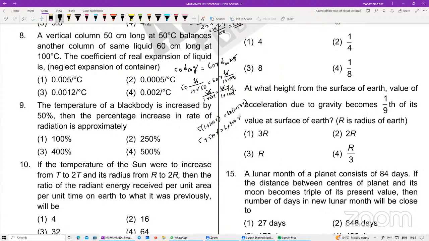Yani 6 minus 5, that will be equal to 1, equals 200 times gamma. So gamma is equal to 1 by 200, that is 0.005 per degree Celsius. That must be the answer. Clear? First option.